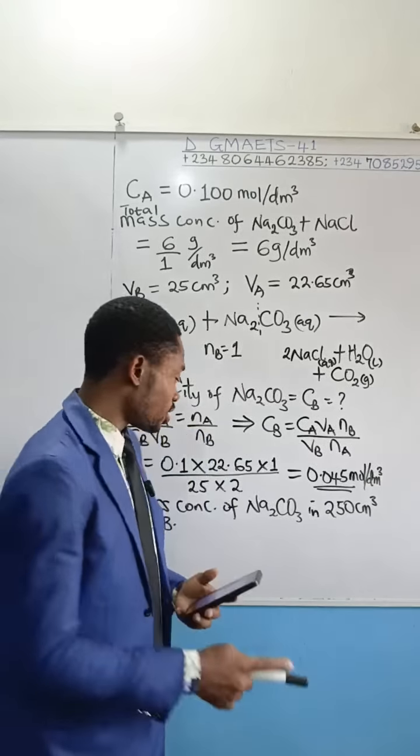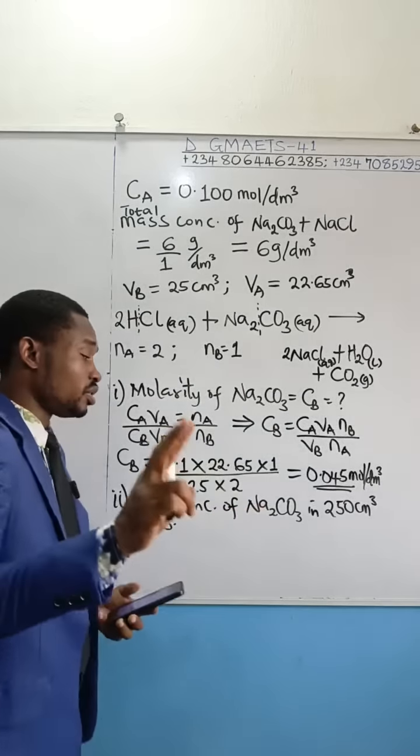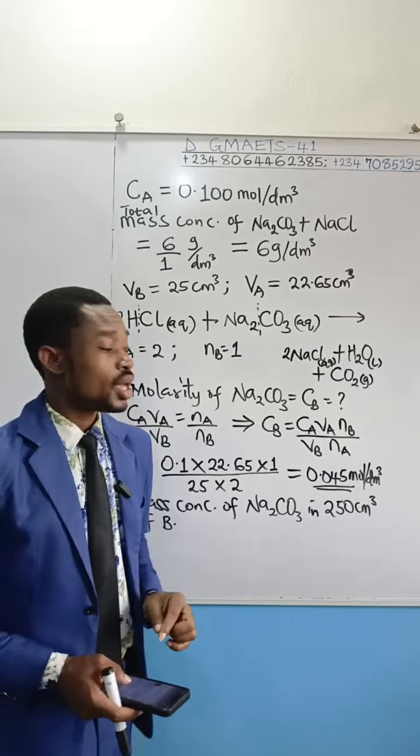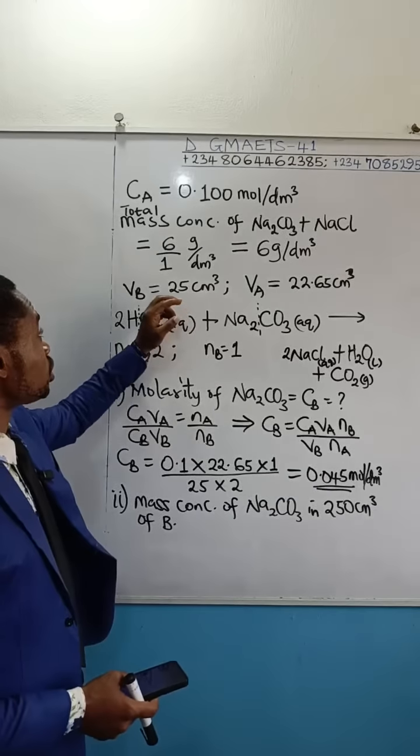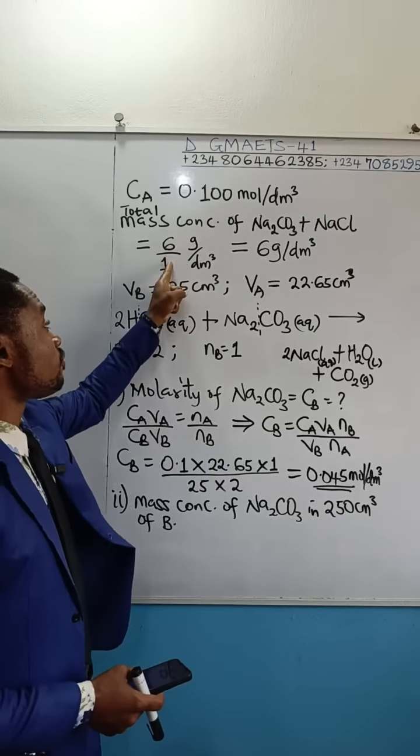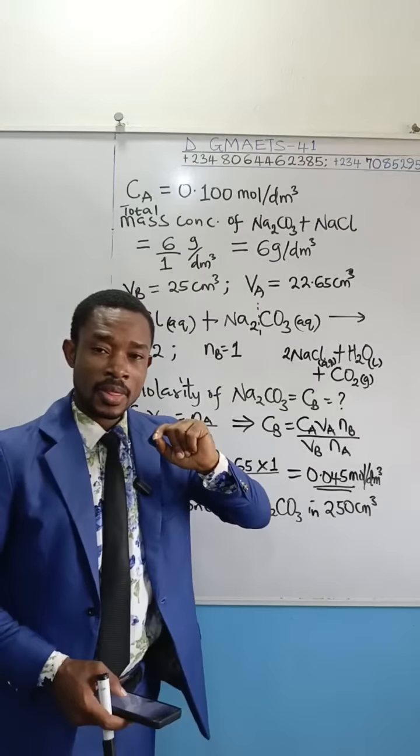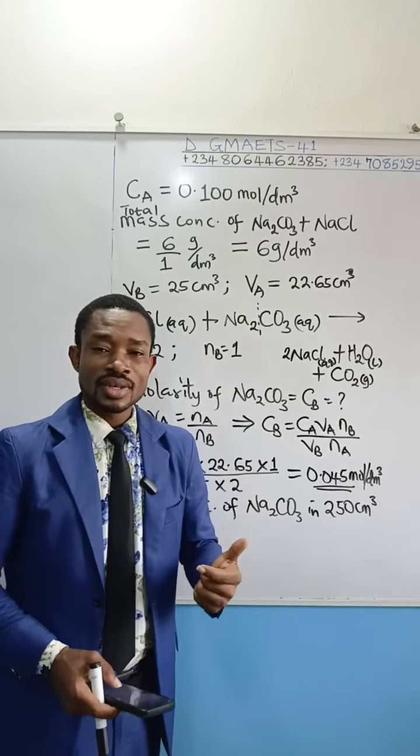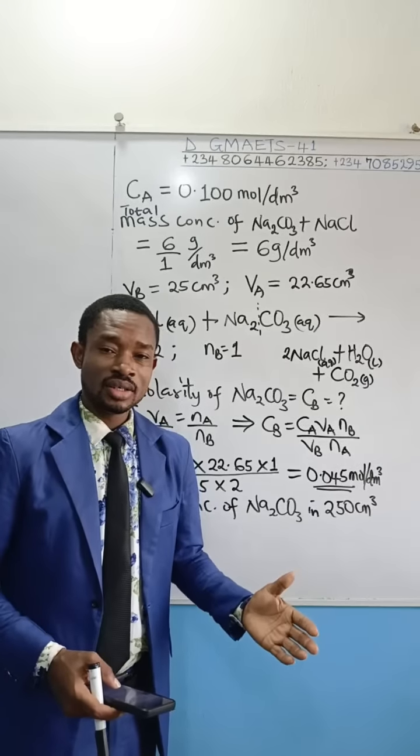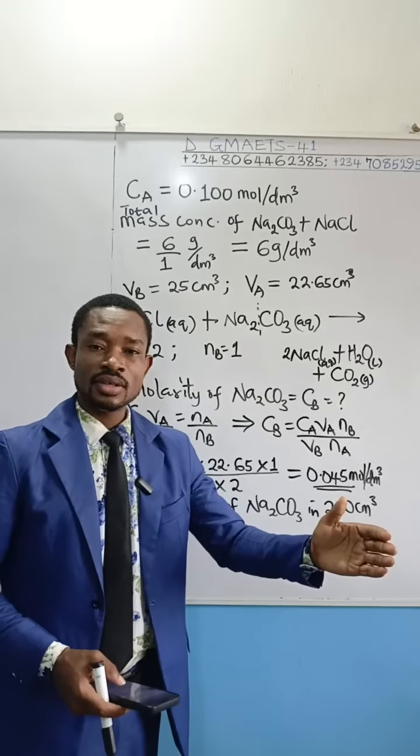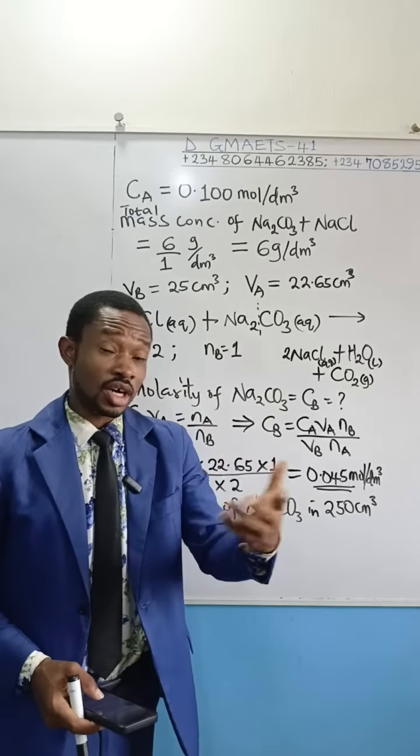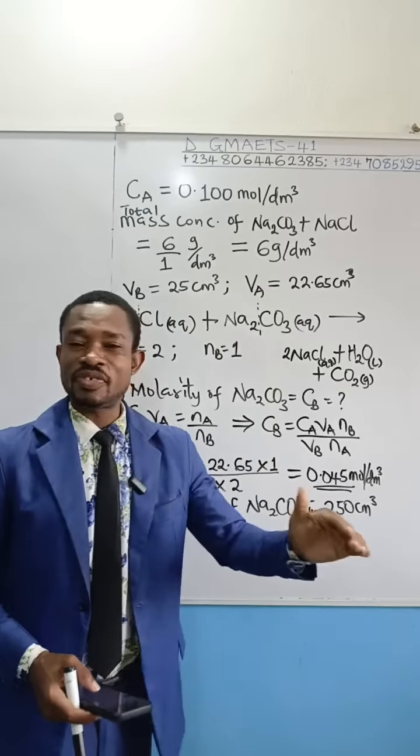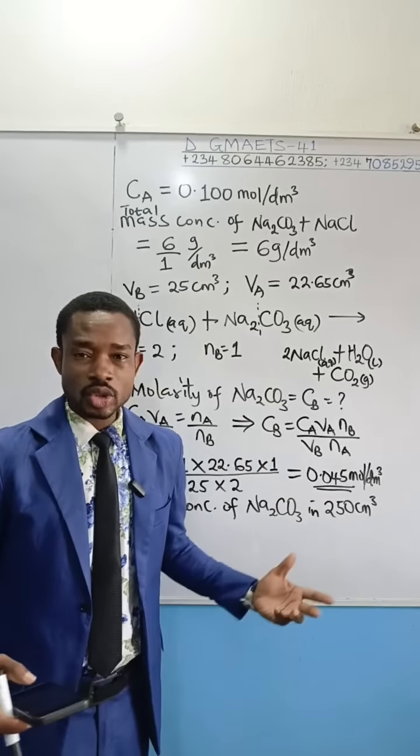Now we move on to the mass concentration of this guy. I've told you there are two formulas you can use. The question now is, which one would you use? Are we going to use the mass concentration formula, which is mass over volume times 1000? Are you following? Or are we going to use the formula where molarity, or molar concentration, equals mass concentration divided by molar mass? Which one are we going to use?